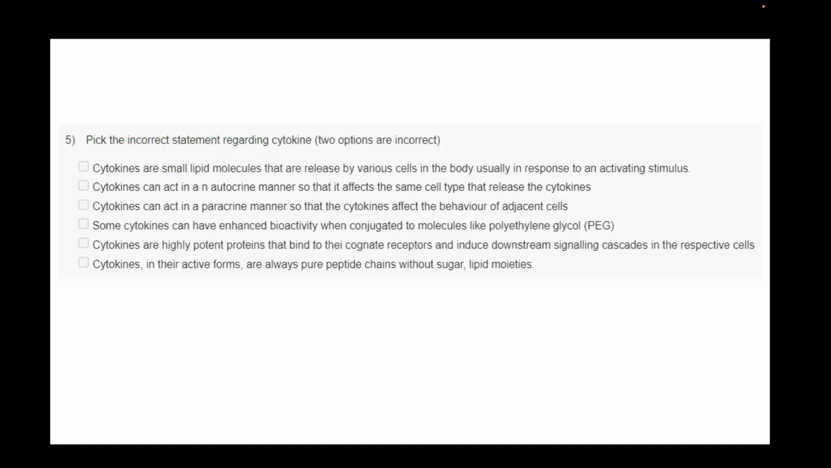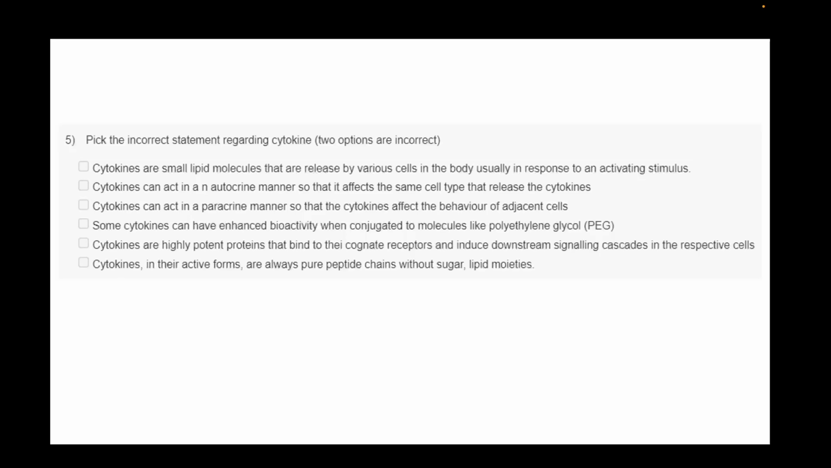Moving on to the next question. You have to pick the incorrect statement here regarding cytokines. You have to select two incorrect options here. So from the following, which of these would be incorrect regarding cytokines?